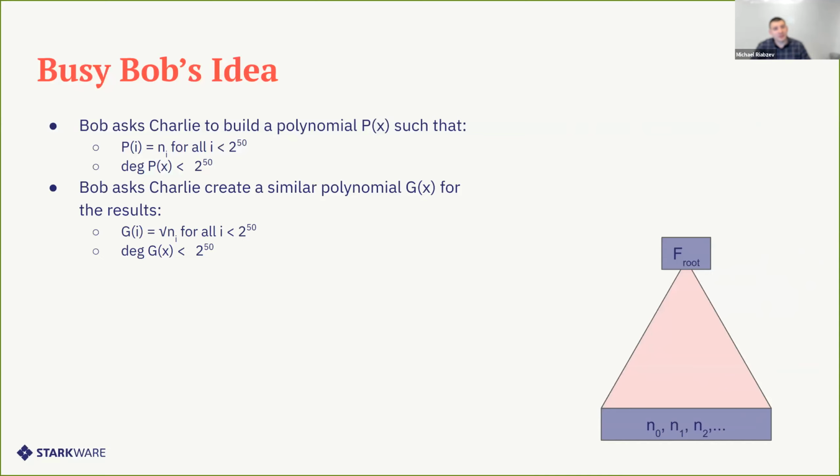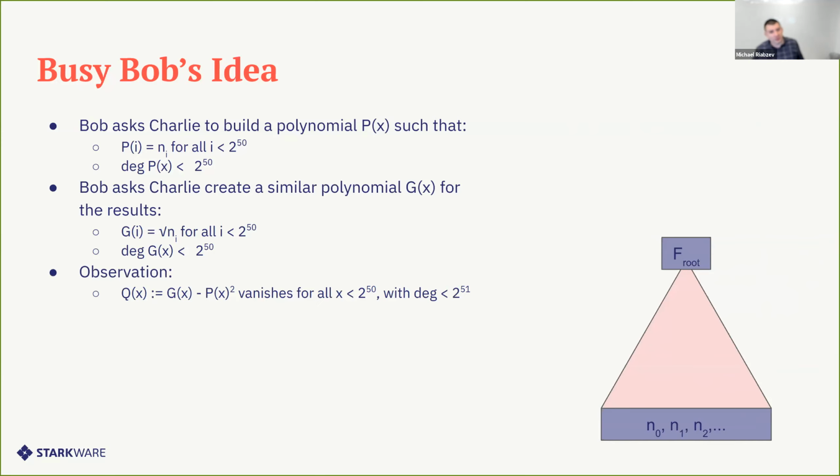Bob would ask Charlie to do the same for the results that Charlie would get. So Charlie would get the square roots of the numbers, and Bob asked Charlie to represent them using a different polynomial g, such that g(i) is always equal to the square root of the ith number. And we should notice that the degree of this polynomial is, again, lower than 2 to the 50 because it's the result of the interpolation of 2 to the 50 points.